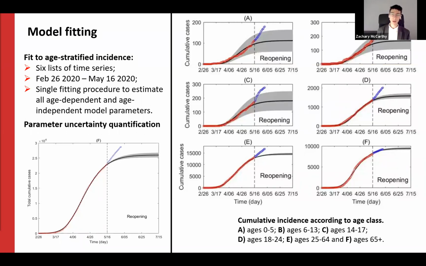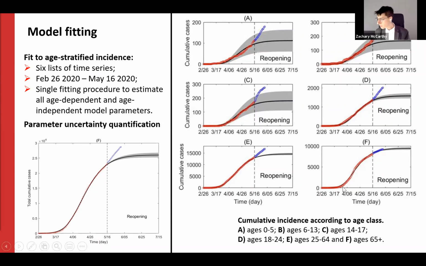The red dots denote the data, and the blue dots denote later points. The gray region represents the 95% confidence interval from the fit. To address noise and really quantify uncertainty, we assume a Poisson error structure and refit the model 1,000 times to different realizations of this case data. The reason we display these blue points here is because, prior to the reopening, we believe there was mixing among the younger age classes.